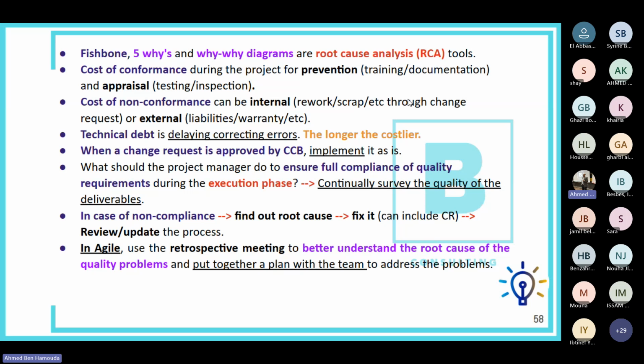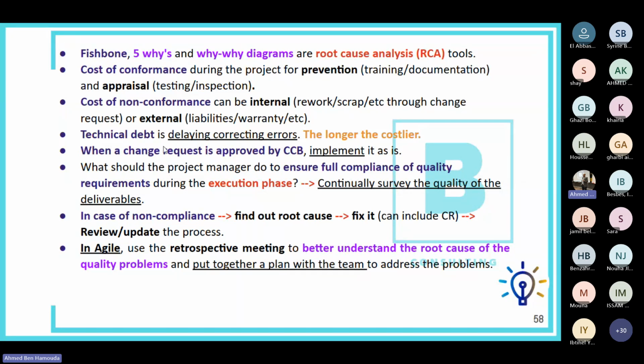And that will be done through change requests, or it can also be an external cost because of the liabilities, like replacing the delivered product, or through warranty, etc. Okay. Technical debt refers to delaying correcting the errors, and the longer it takes, the costlier it becomes.